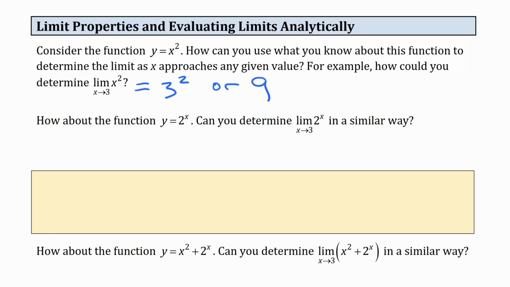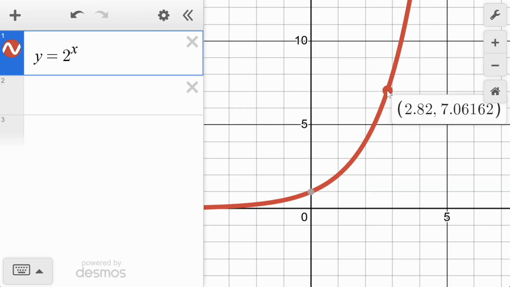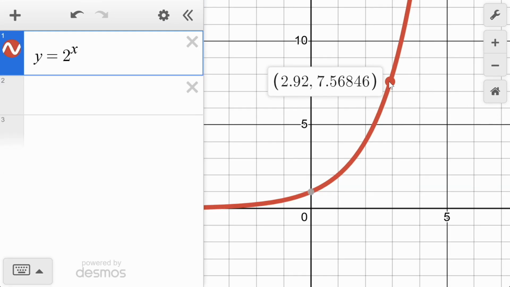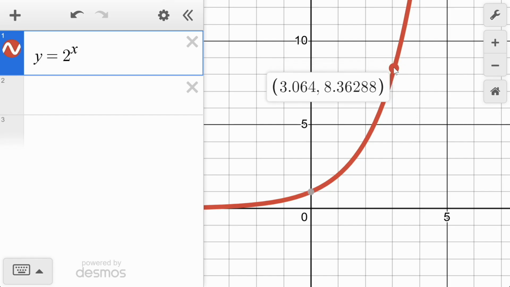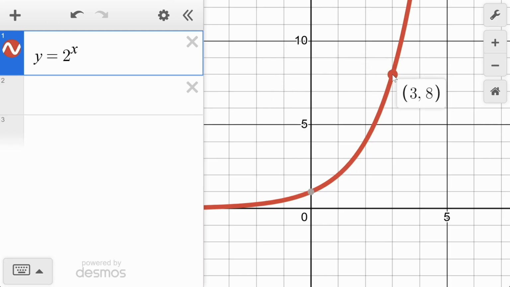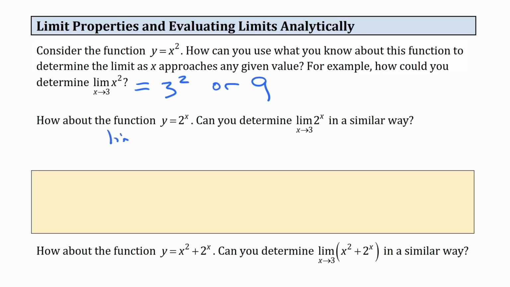If we look at another function you're certainly familiar with, y equals 2 to the x, if we want to determine the limit of that as x approaches 3, again we can think about what we know about the function. y equals 2 to the x is a nice continuous function, so the values of y as x approaches 3 are going to be the same as the value of y at 3, which for that is 8. So to determine the limit as x approaches 3 directly, we can just work out the value of 2 to the x at 3. So substituting, 2 to the third power is 8.